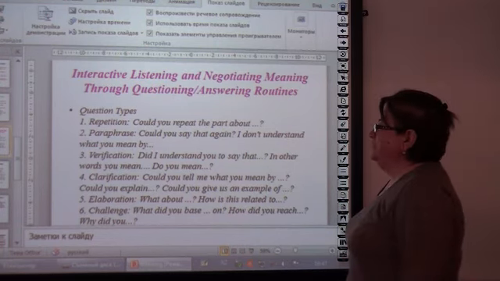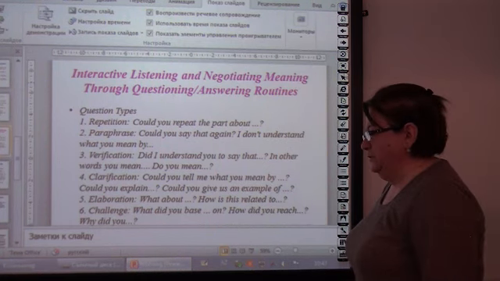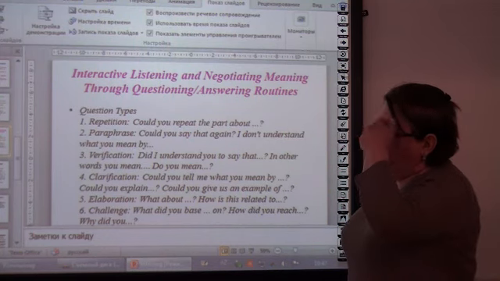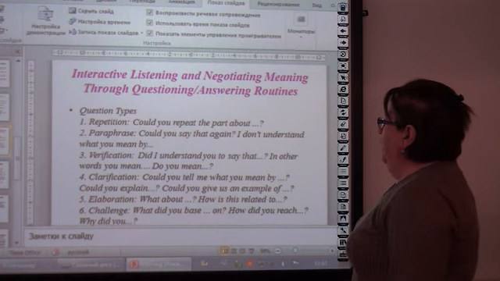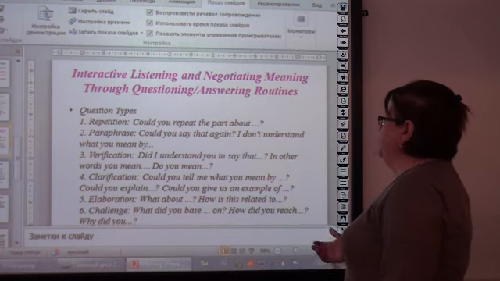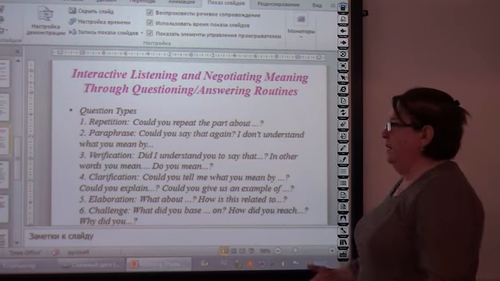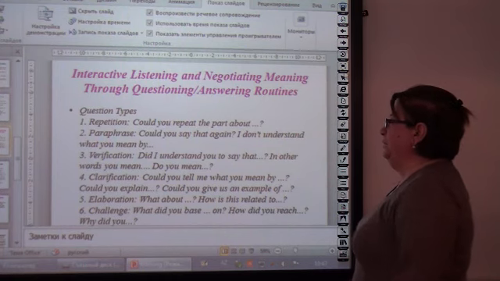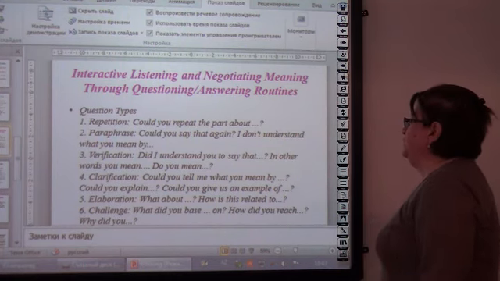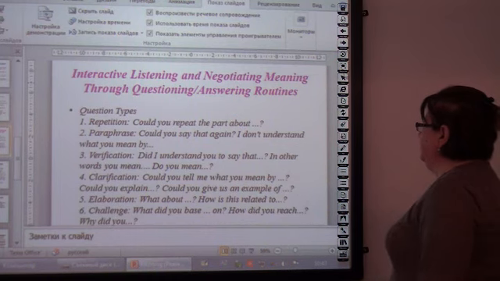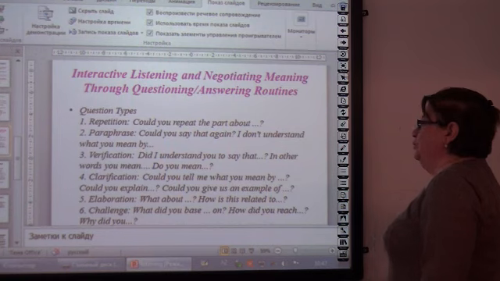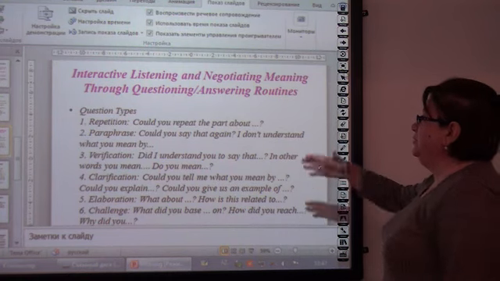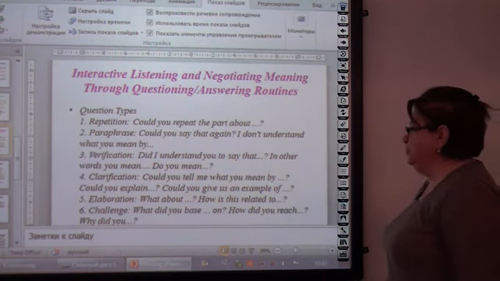Question and answering. Question types. Repetition. You know that repetition gives a lot of possibility to learn knowledge. Paraphrase. For example, repetition: could you repeat the part about something? Paraphrase: could you say that again? I don't understand. What do you mean by? Verification. Did you understand? You want to say what? In other words, you mean. What do you mean by this one? Clarification. Could you tell me what you mean? These are the questions which should be answered in routines. It is the routines concept. Okay.